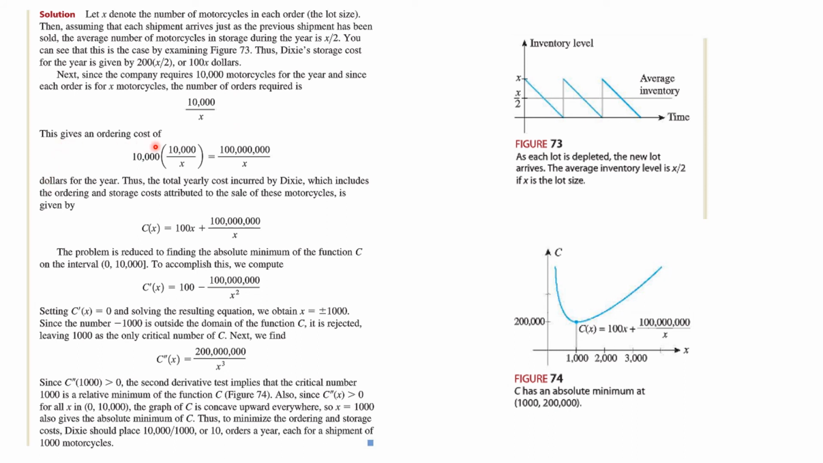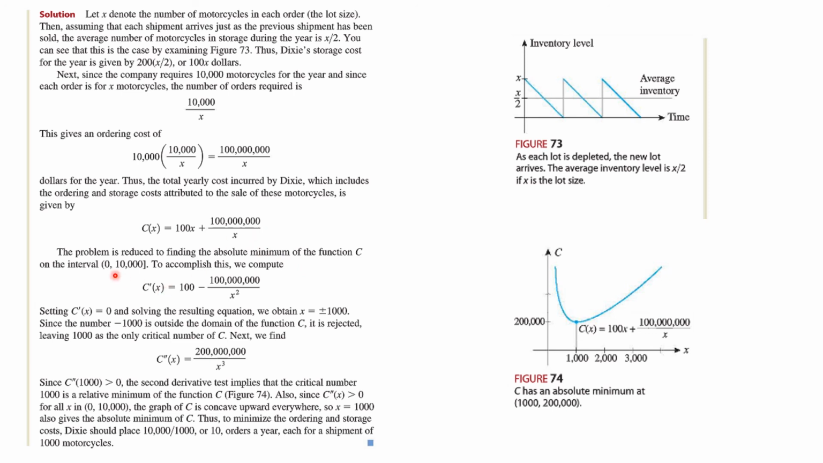So this gives an ordering cost of the cost per order times the number of times you order, and that is going to be 100 million over X dollars for the year. So this is the ordering cost. And the storage cost for those motorcycles is $200 per year, but we take 200 times the average inventory, X over 2, and when we simplify that, the cost is equal to 100X. So you see we have the ordering cost and we have the storage cost. And so we want to minimize this cost of the inventory.